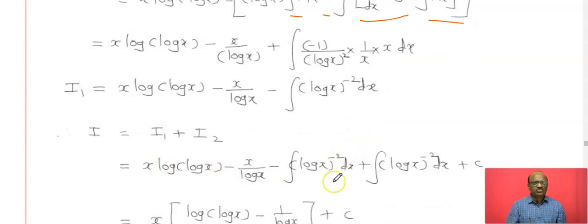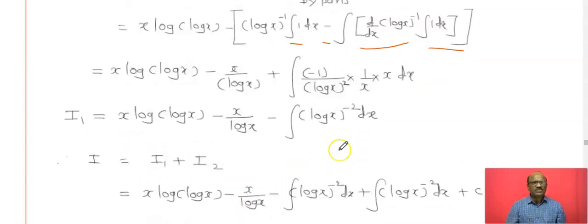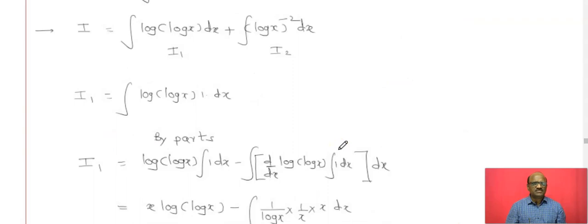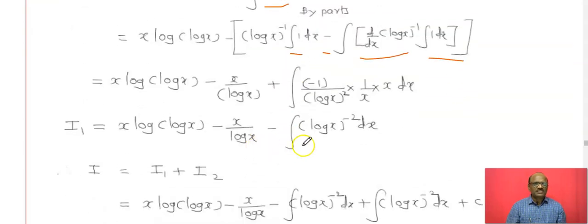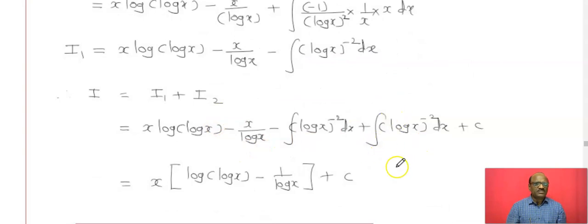If you add these two, then you will get I1 plus I2. Now see this here. This is I2. I2 means what? Integral log of x bracket to the power minus 2 into dx. Now see this here. This is the I2, that is plus integral log of x bracket to the power minus 2 into dx. Now here is a minus and plus and these two get cancelled and you will get x log of log x minus x log of x plus c.